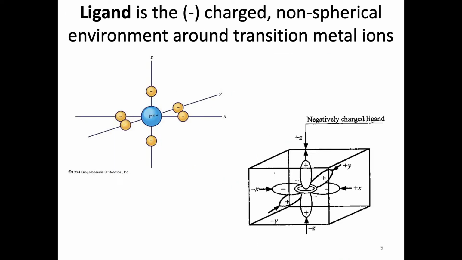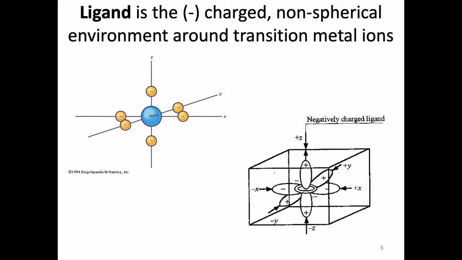Okay, so I want to spend some time and discuss the theory that can help us understand how a transition metal in a specific environment can cause these colorations. And so what we're going to talk about is known as ligand field theory, or LFT sometimes for short. If you hear that, that's what we're talking about. But first, let me explain to you what a ligand is.